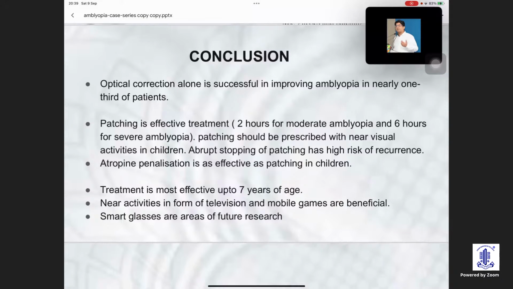Treatment is most effective up to 7 years of age, and near activities in the form of television and mobile games are beneficial. Smart glasses are areas of future research.